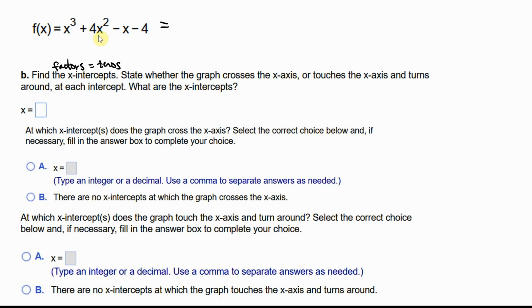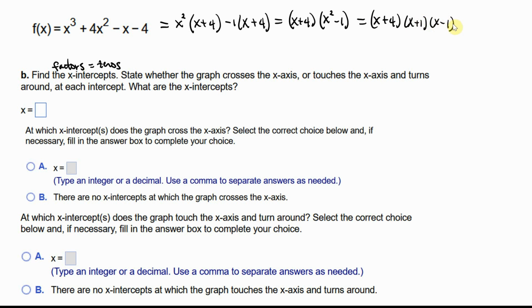So look at the first two pairs, and there's something common. Looks like an x squared with x plus 4. Look at the second two pairs, there is a negative 1 that's common, parentheses x plus 4. And then it looks like I can factor out the x plus 4, right? So this is x plus 4 times what I have left, x squared minus 1. So that can be factored further. So I get x plus 4 times x plus 1 times x minus 1.